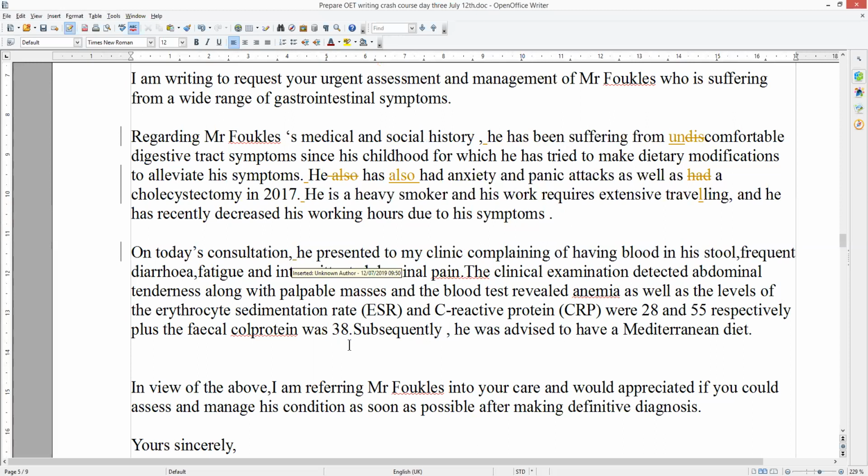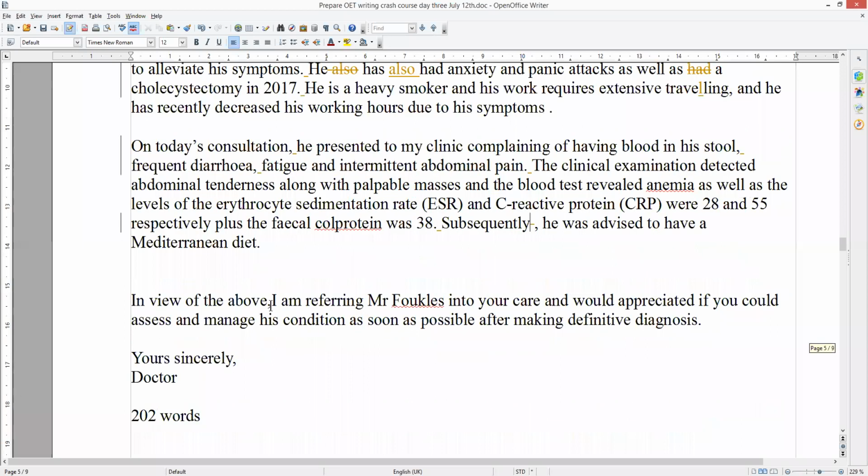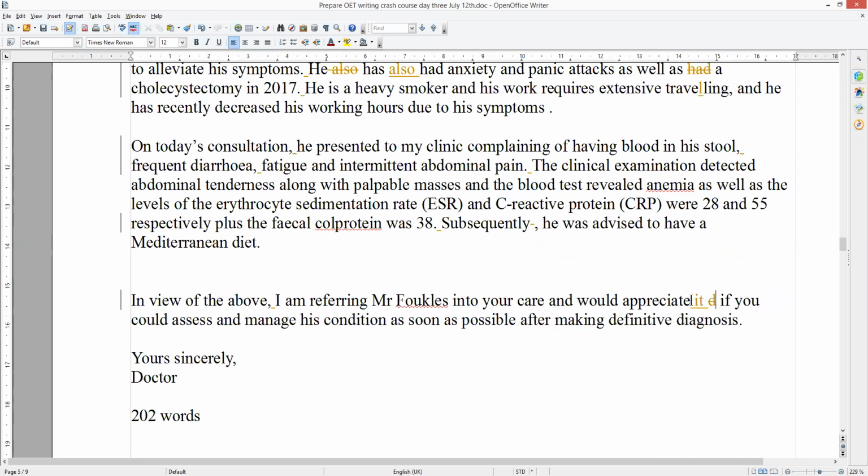On today's consultation, he presented to my clinic complaining of having blood in his stool, frequent diarrhea, fatigue, and intermittent abdominal pain. The clinical examination detected abdominal tenderness, palpable masses, and so on. Subsequently, he was advised to have a Mediterranean diet. In view of the above, I'm referring Mr. Foucault into your care. I would appreciate it if you could assess and manage his condition after making a definitive diagnosis.